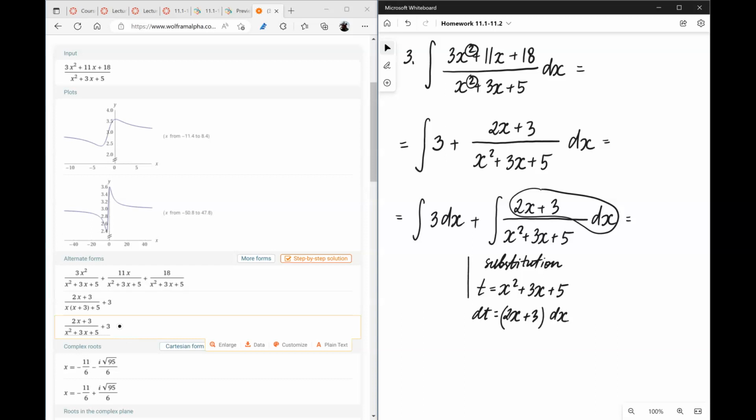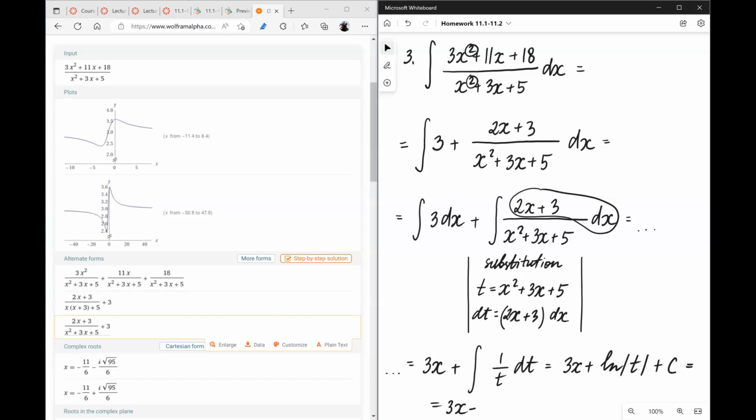And now we continue with this integral. So the first integral is just 3x, and the second integral just becomes an integral of 1 over t dt. So we have 3x plus ln absolute value of t, and finally, instead of absolute value of t, we put absolute value of x squared plus 3x plus 5.